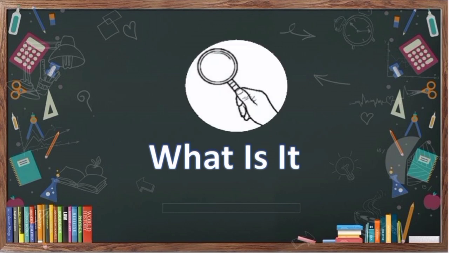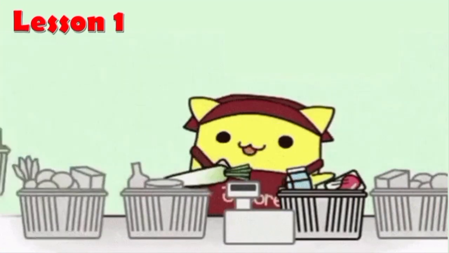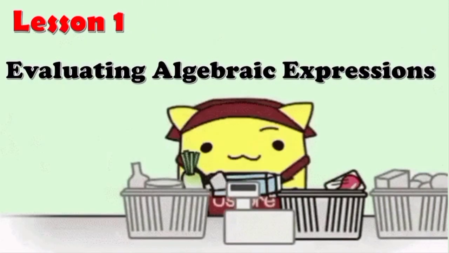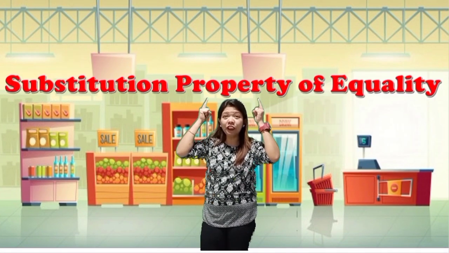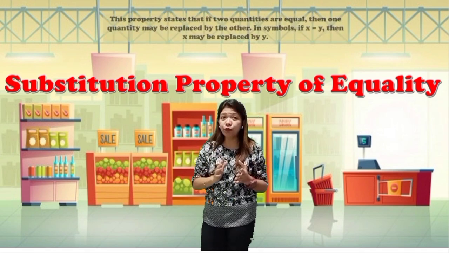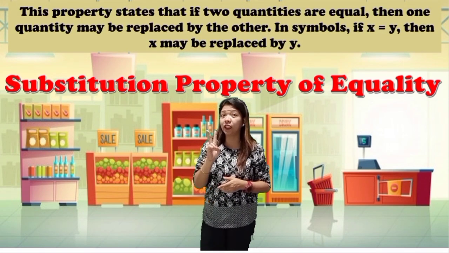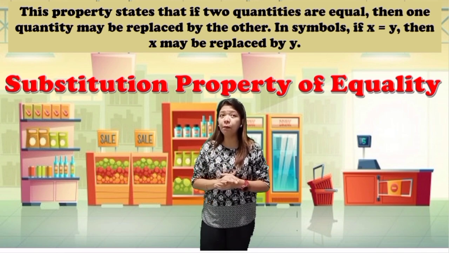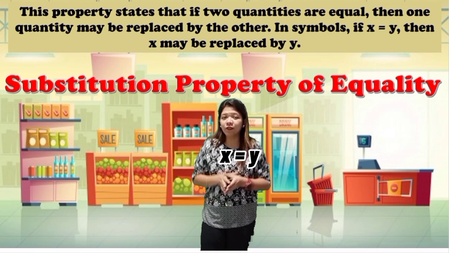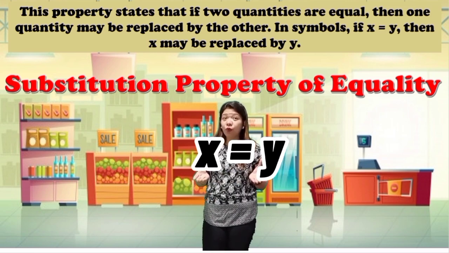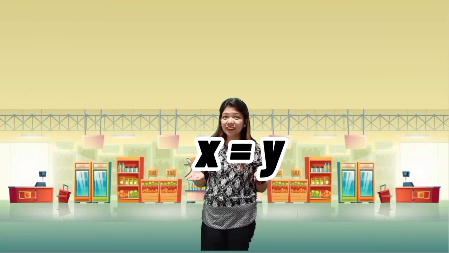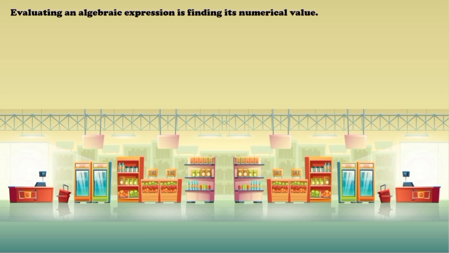What is it? Lesson number 1. Evaluating algebraic expressions. In evaluating an algebraic expression, apply the substitution property of equality. This property states that if two quantities are equal, then one quantity may be replaced by the other. In symbol, if x is equal to y, then x may be replaced by y. Evaluating an algebraic expression is finding its numerical value.